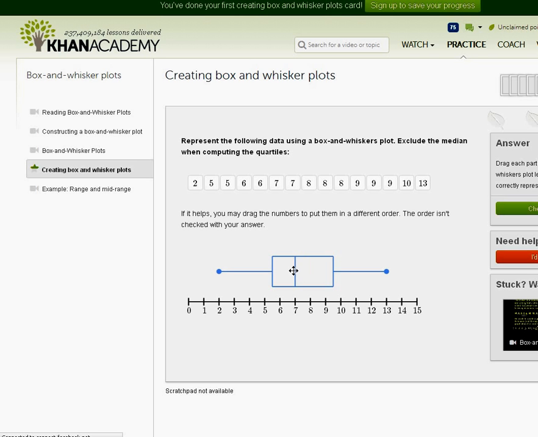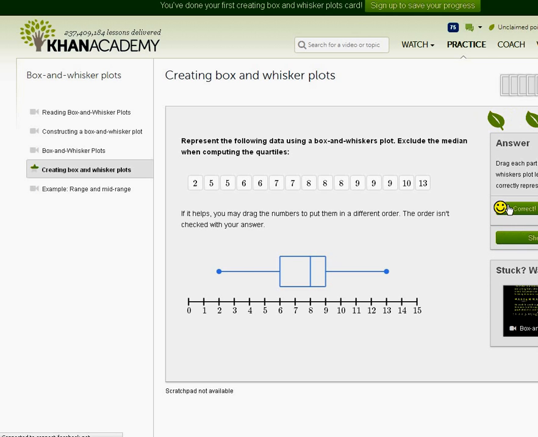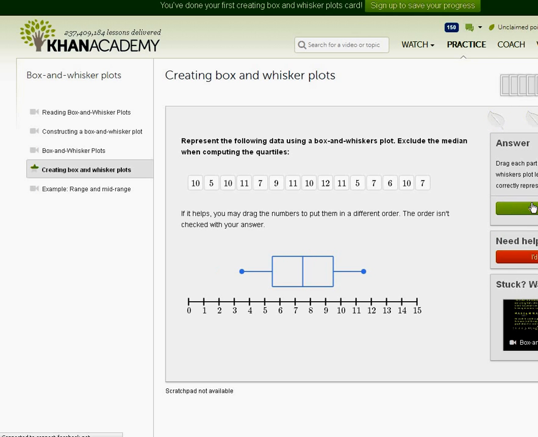So our median was at 8, so we put that middle line over 8. The lower median was at 6, and the upper median was at 9. And if we did it correctly, we should be able to hit check answer, and it should say correct. And there you go. Okay, so go home, practice this tonight, and become experts.